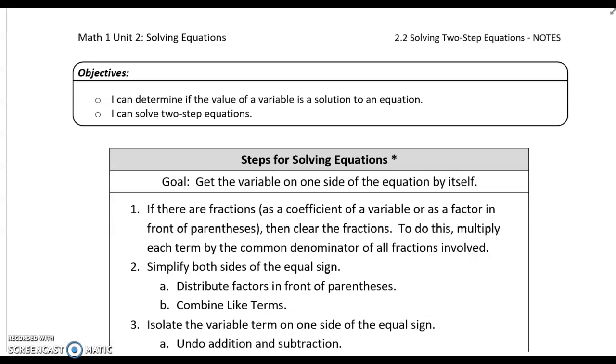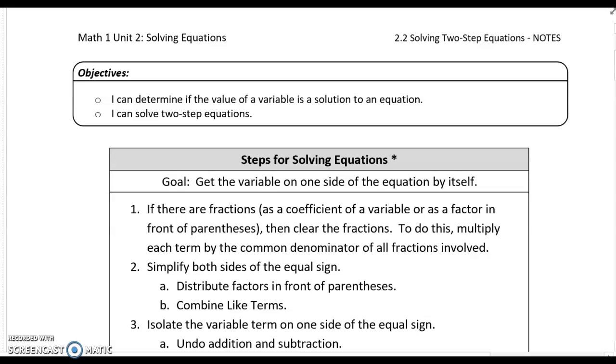All right, moving on to section 2.2. So now we're going to be solving equations that require two steps. After this lesson, you should be able to determine if the value of a variable is a solution to an equation, and you should be able to solve an equation in two steps.